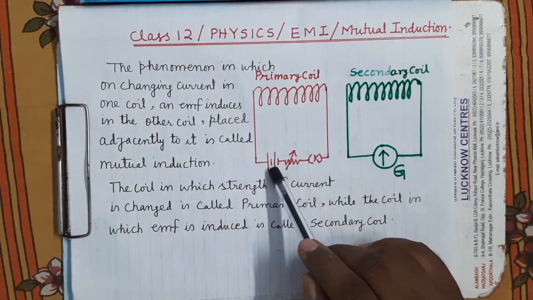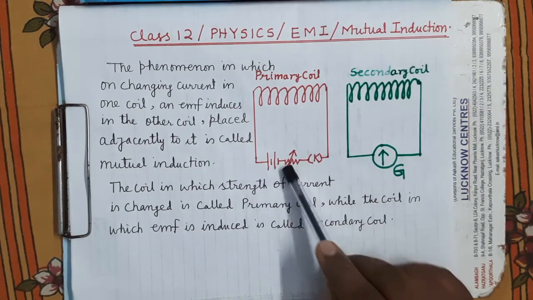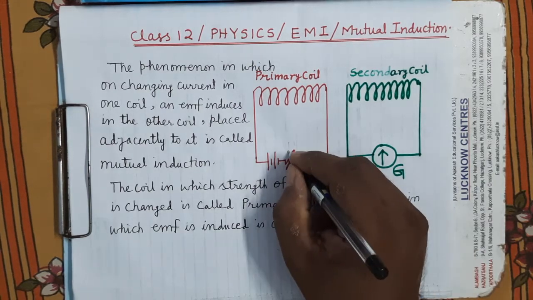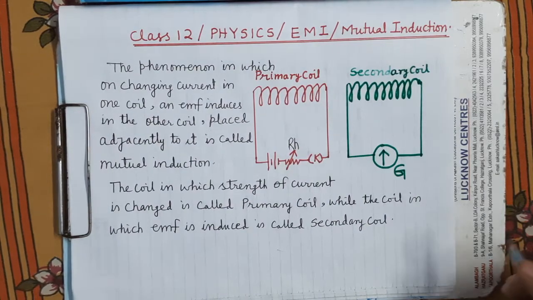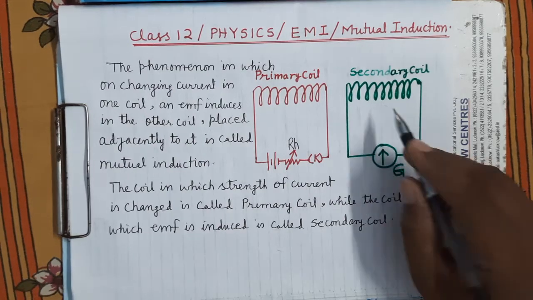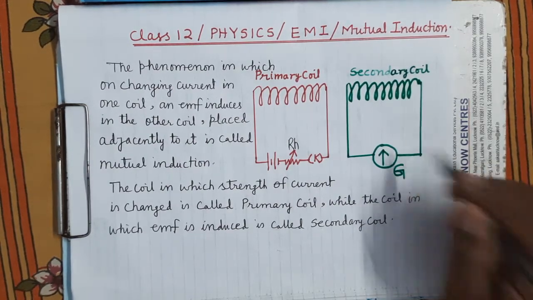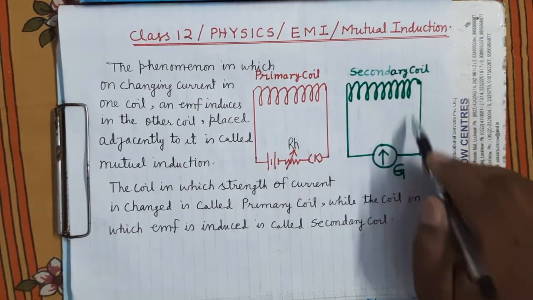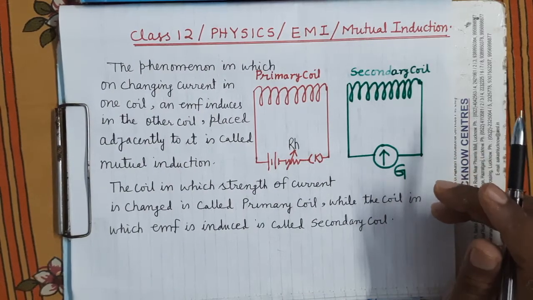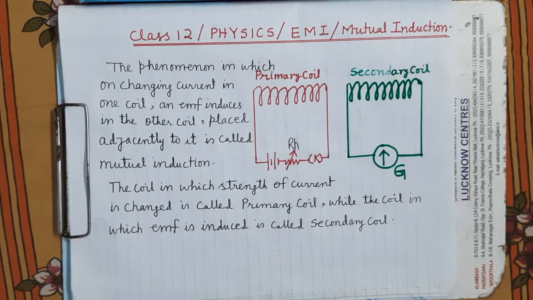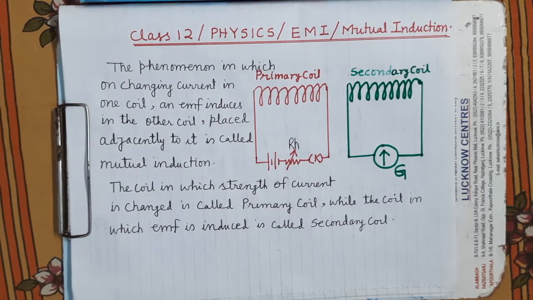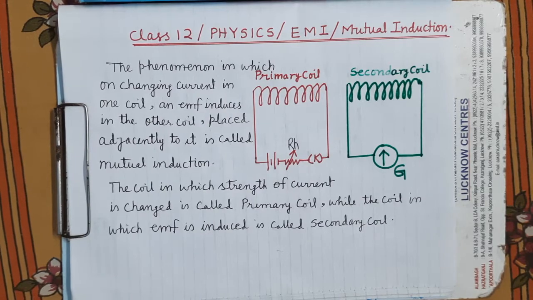One coil is connected to the battery. This is the rheostat. And what is the function of the rheostat? That I have explained in the last lecture. And plug key. While the other is connected to a galvanometer, and the galvanometer detects the presence of current if there is any. If you see this coil, here there is no source of EMF. No source of EMF means there is no chance of any current.